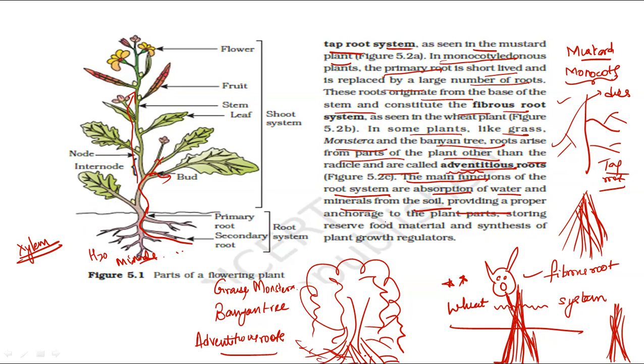It also provides anchorage to the plant. See, if the root is not there, the plant will fall off. So it's like a tough support for the whole plant. It also stores food reserve material. Examples are carrot and sweet potato. Roots store food and we eat that food. It stores nutritious products, so it acts as a reserve food material. And it also has a lot of plant growth regulators.